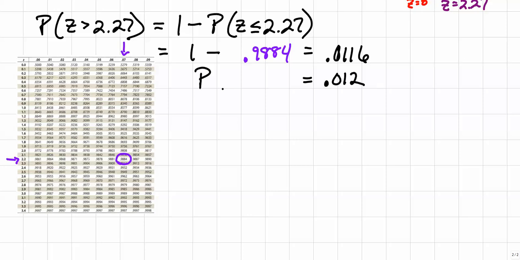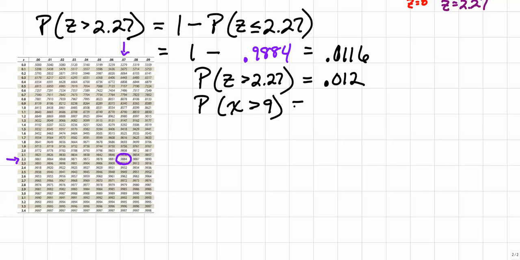So the probability that the z-score is greater than 2.27, or the probability that the student spends more than 9 hours at the lab is 0.012. Once again, as I said, we've rounded to 3 decimal places.